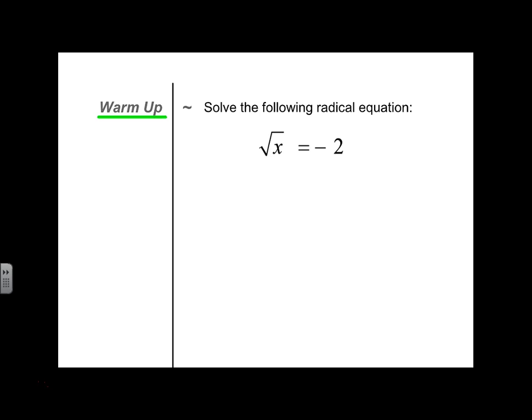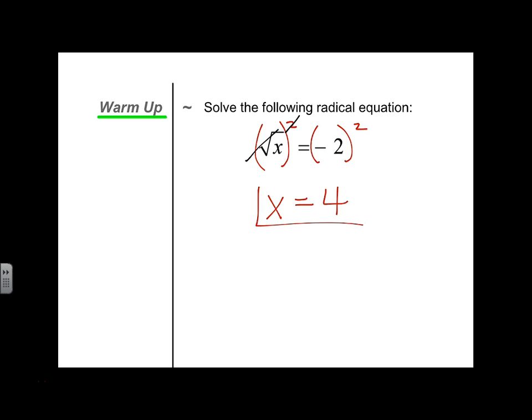Hold up with your fingers. What power would you raise both sides to? Good. The squared power. So we would raise both sides to the second power. We would square both sides. Right? And when we square, do you remember the square root and the square are going to cancel? The x remains, and what do we get on the other side? Well, negative 2 times negative 2 is positive 4.